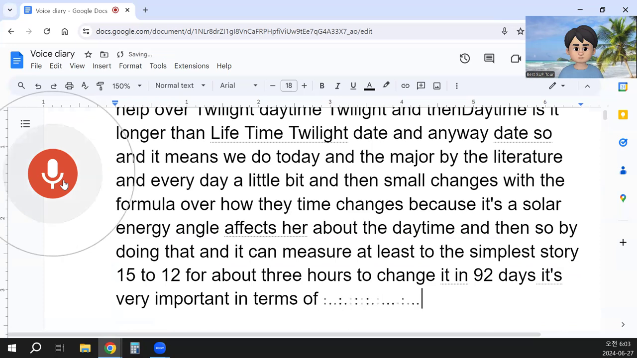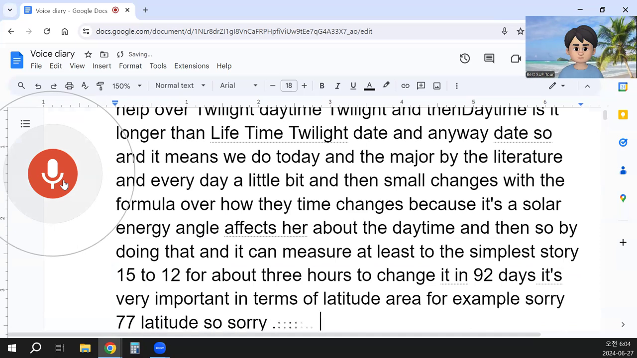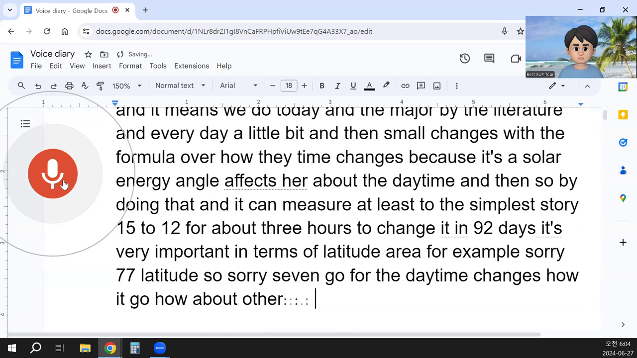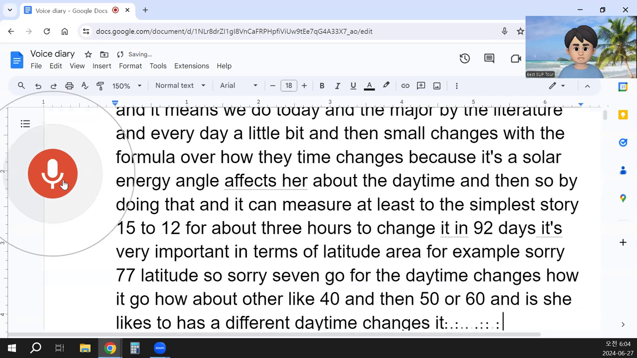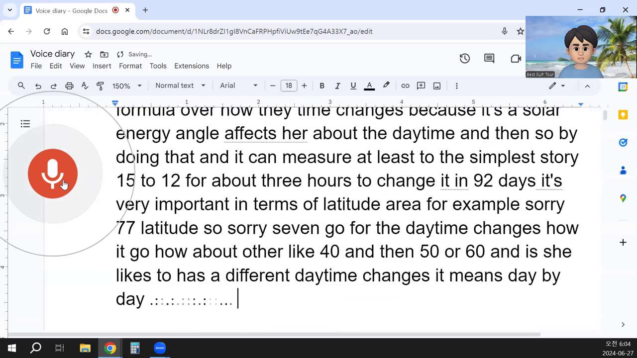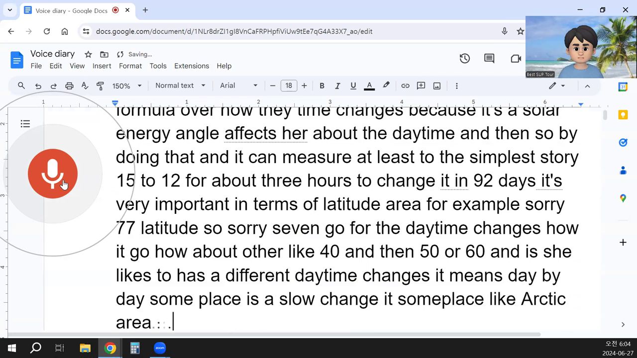latitude. For example, Seoul is at 37 degrees latitude, so that is its daytime change. How about others, like 40, 50, 60? Each latitude has a different daytime change. It means day by day, some places change slowly, while some places, like the Arctic or high latitude areas, change quickly.